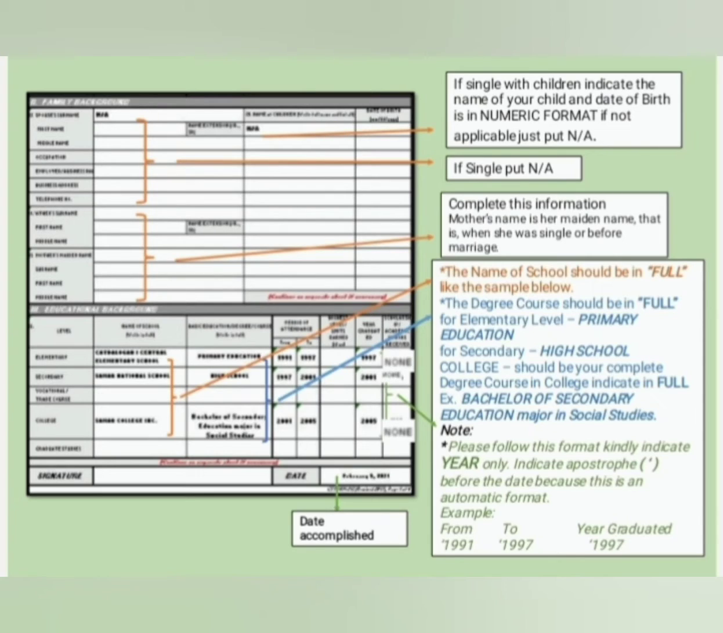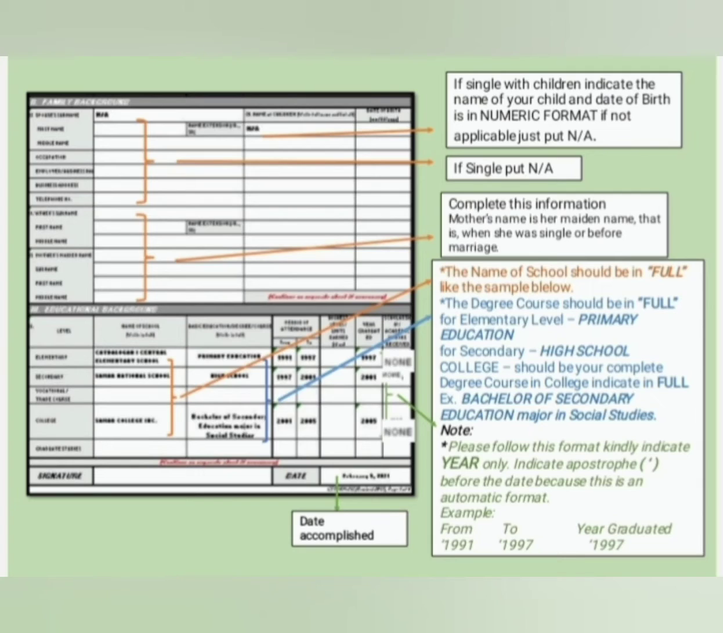Next is the father's surname, first name, middle name, and then the name extension. Then the mother's surname, mother's middle name, it should be when she was single or before the marriage. So, ibig sabihin, yung apelido niya nung pagkadalaga niya. So, next is the educational background.